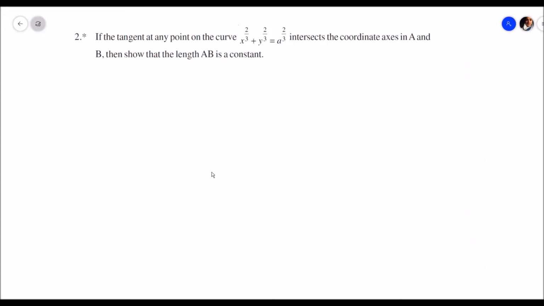I want you to imagine a straight line meeting the coordinate axis in A and B, just like how we've discussed it in the previous problem. That length AB itself is a constant. So P is not a problem here, right?